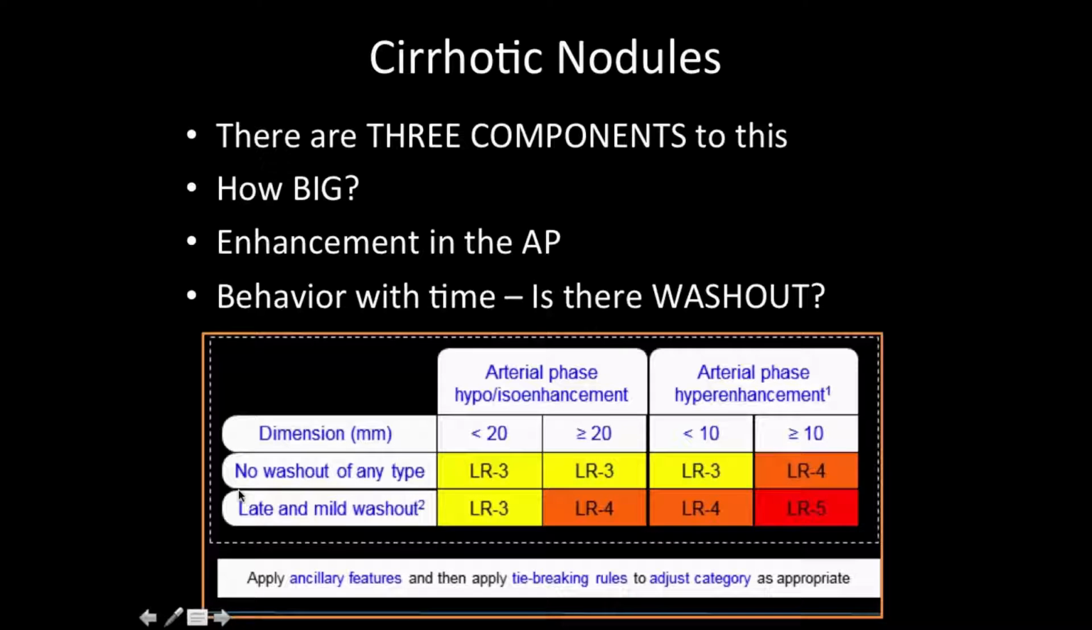And so here we have on the y-axis, no washout of any type, and late and mild washout. Of course we start out here with larger lesions and variations in both the arterial enhancement and the washout with our LR3, our indeterminate category, and then we move through our more suspicious category, LR4, and ultimately to our classic appearance of LR5 with the absolutely high specificity for HCC. So let's look at some of these categories.